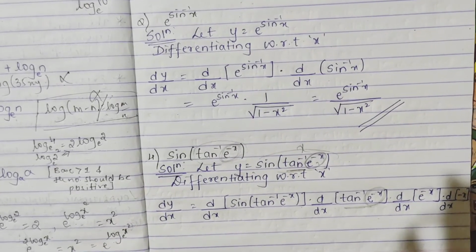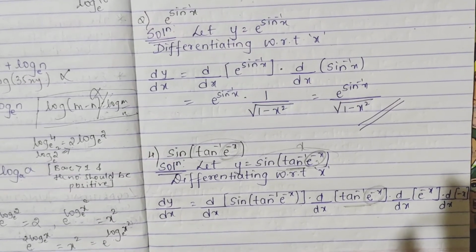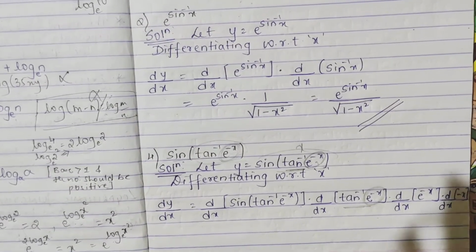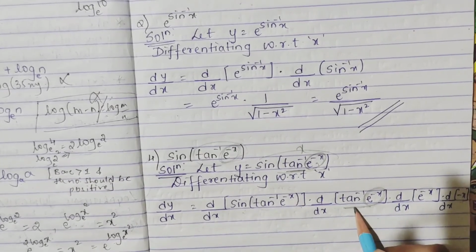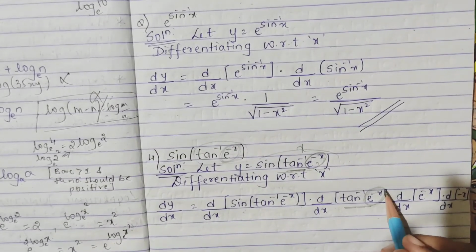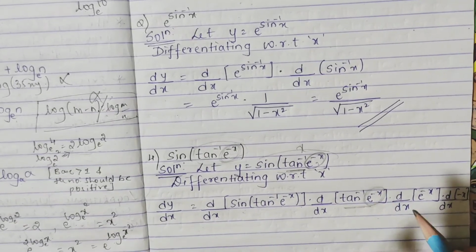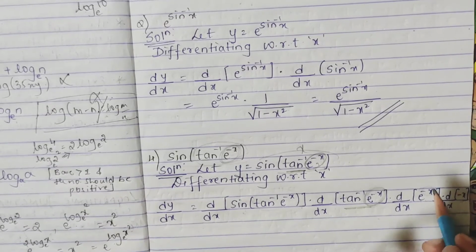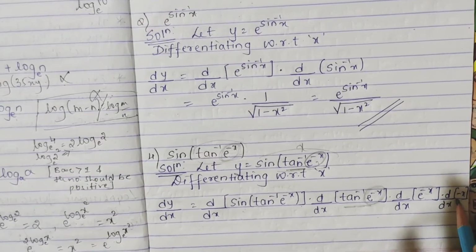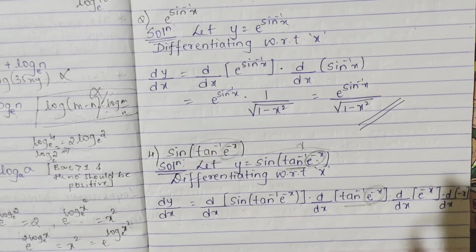Okay. So what is the differentiation of sine? Differentiation of sine is what? Cos. So this becomes cos, and our x part is this. Differentiation of tan inverse x is 1 by 1 plus x square. X is what here? E to the power minus x. Differentiation of e to the power minus x is what? E to the power minus x. Again minus x differentiation is minus 1. Okay.